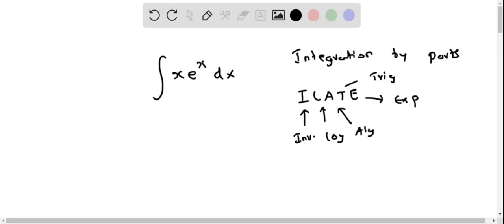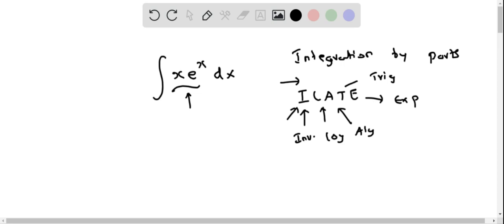Basically, we utilize this rule to determine u, that is, to choose u from the given functions. And we follow this rule starting from this direction. That is, if we see this rule from this direction, if the inverse function comes first in this product of two functions, we consider that as u.